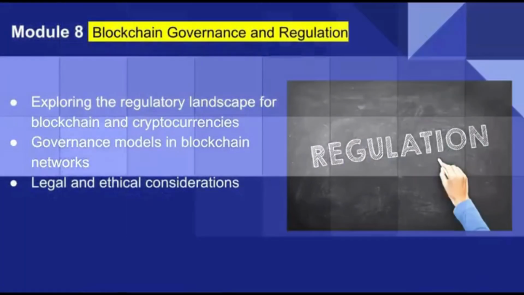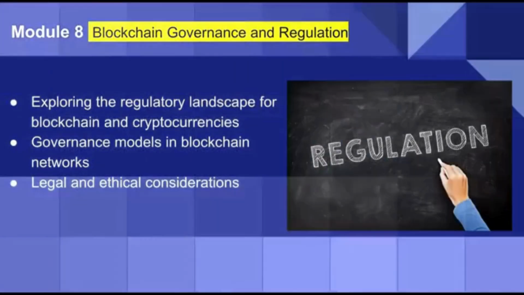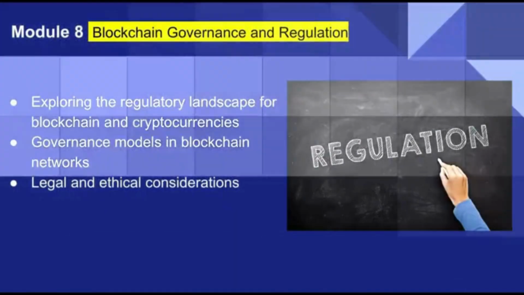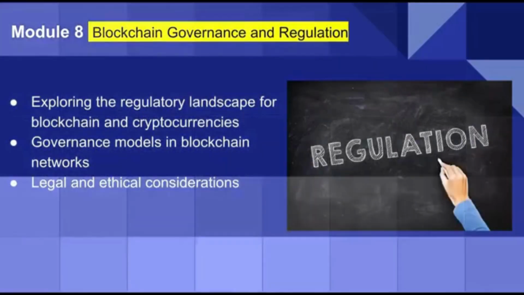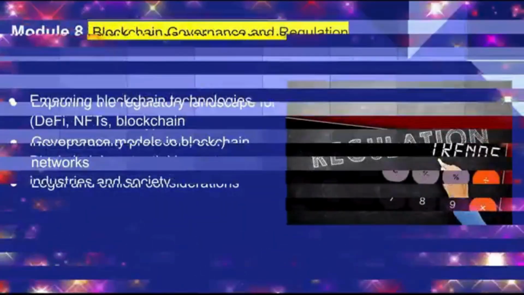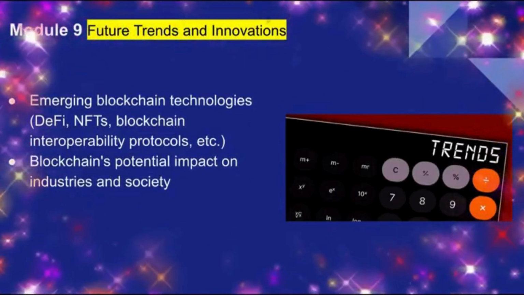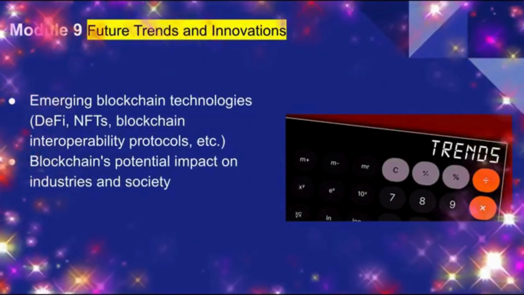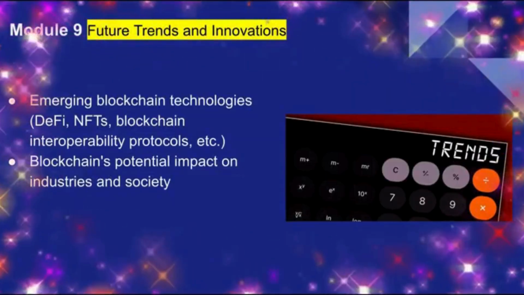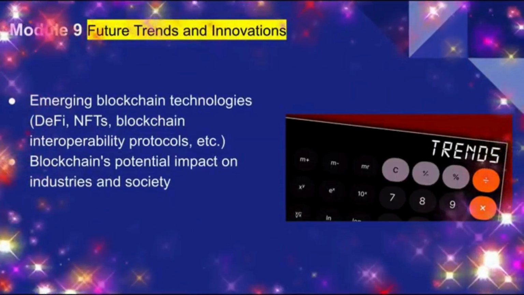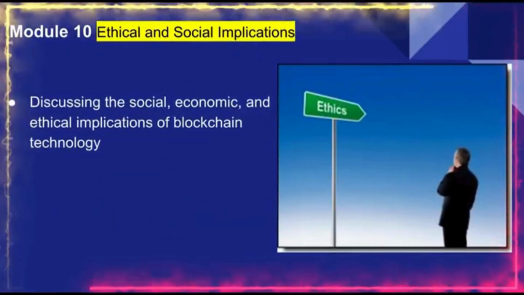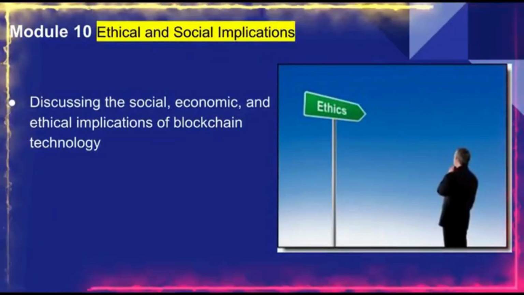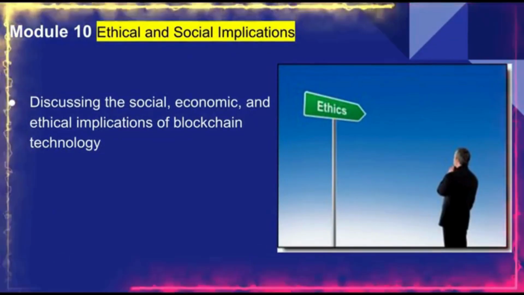The following will be covered: exploring the regulatory landscape for blockchain and cryptocurrencies, governance models in blockchain networks, legal and ethical considerations. Module 9, Future Trends and Innovations. The following will be covered: emerging blockchain technologies, blockchain's potential impact on industries and society. Module 10, Ethical and Social Implications. The following will be covered: discussing the social, economic, and ethical implications of blockchain technology. So let's get started to cover each module in detail.